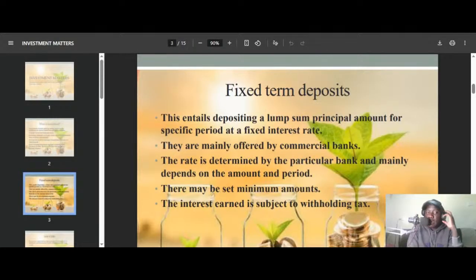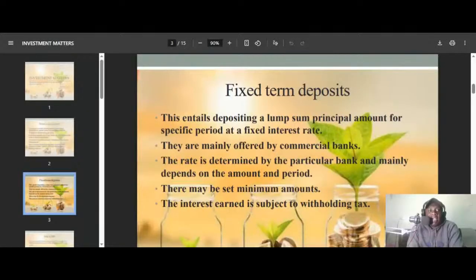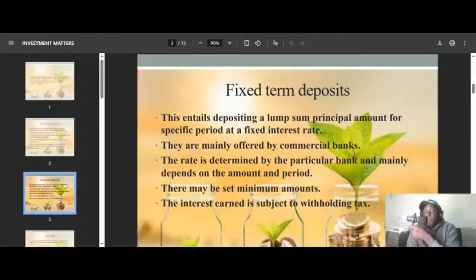Now, fixed term deposits. This entails depositing a lump sum principal for a period of time at a fixed interest rate. These are mainly offered by commercial banks. There's an age that comes when you are not willing to accept any new information, and you only deal with information that you already have. It is at that point you will maybe consider a fixed term deposit, because there is someone who believes that all their money should be in a commercial bank. If you try to sell this person any other idea other than a commercial bank, you'll just be scamming them.